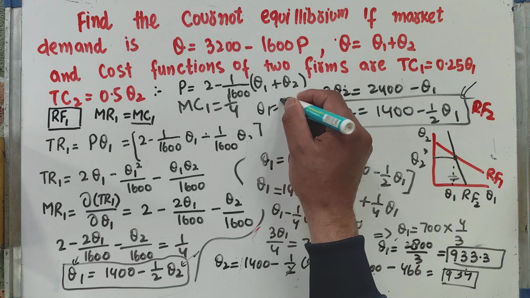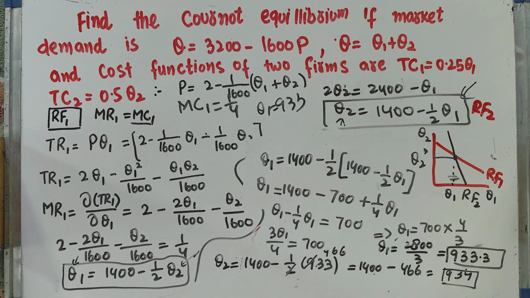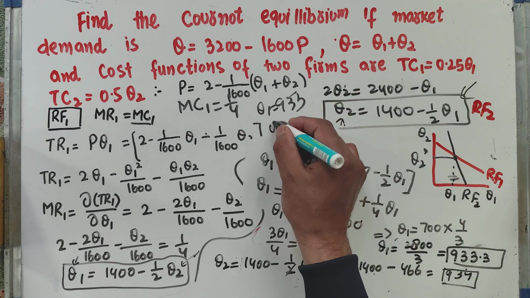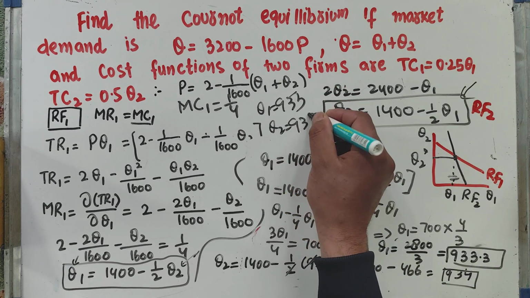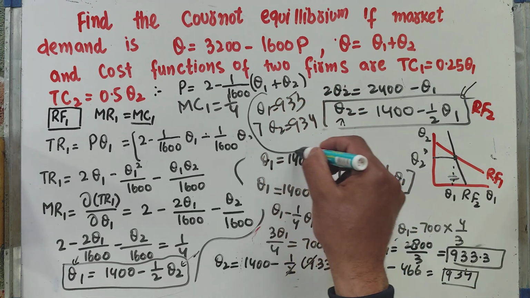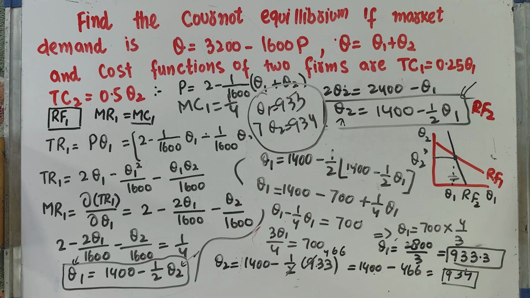So Q1 is equal to 933 and Q2 is equal to 934. I am not sure about the calculation. I can make some mistakes unintentionally, so please check it yourself. I hope I made myself clear in this video. Thank you.